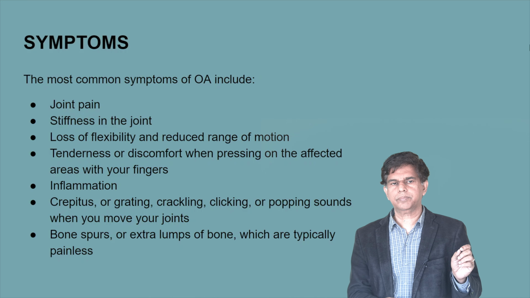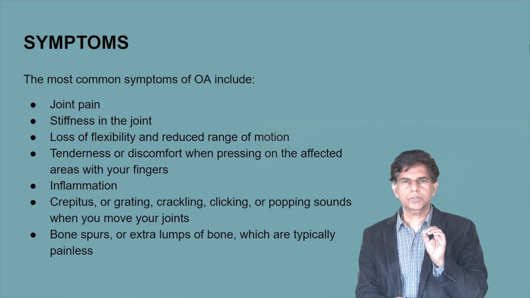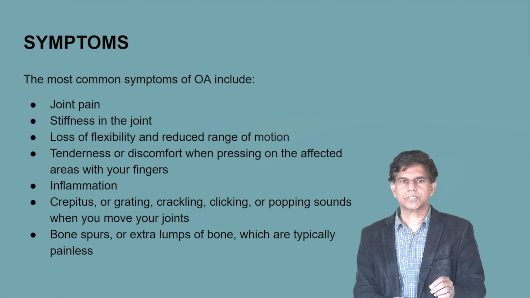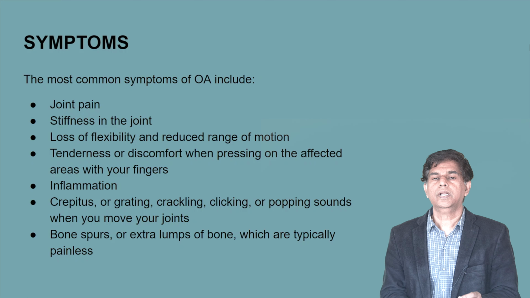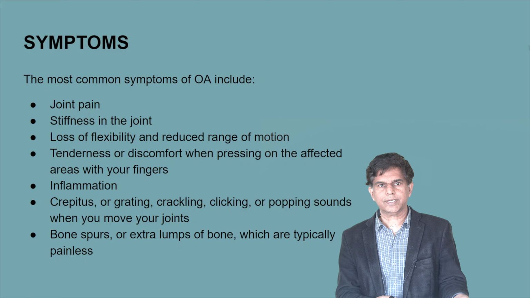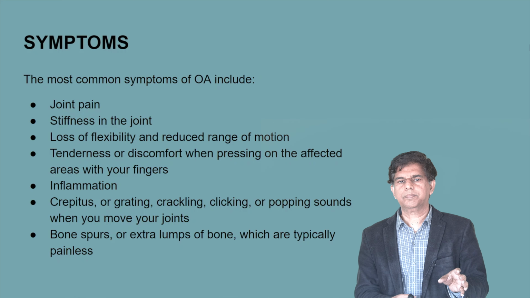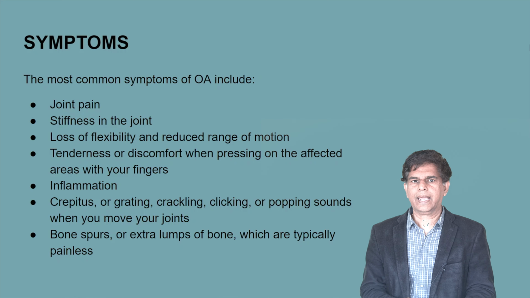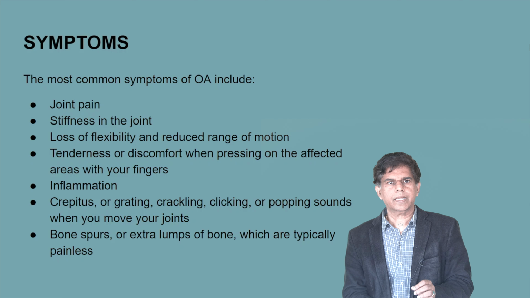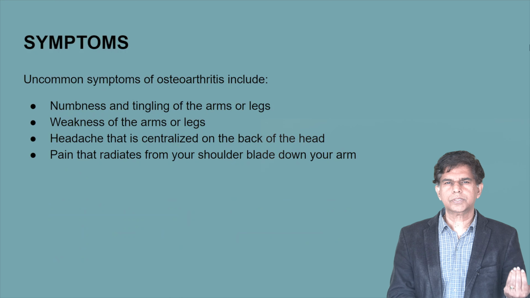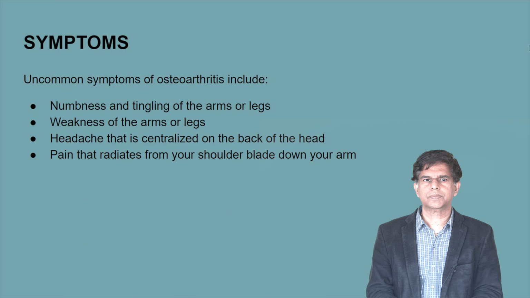So the most common symptoms in patients are joint pain and stiffness of the joint. Remember, stiffness in osteoarthritis is usually less than 60 minutes. If it is greater than 60 minutes, then you have to think about other autoimmune causes of arthritis. Loss of flexibility, tenderness, inflammation, crepitus, that's what you have to look for. Crepitus is a grating, crackling, clicking, popping sound. You can have bone spurs. Other symptoms, numbness and tingling and weakness, are very uncommon symptoms, okay?